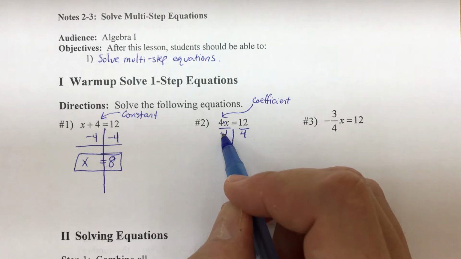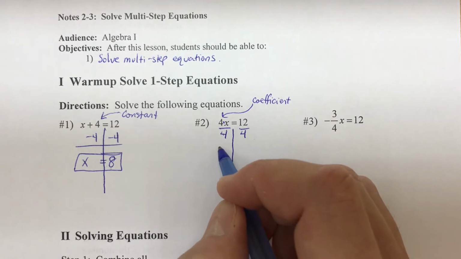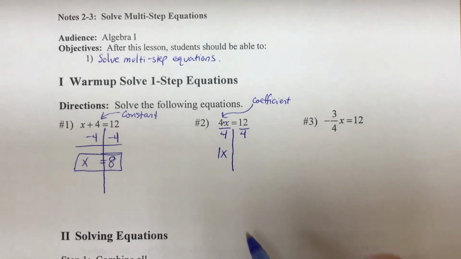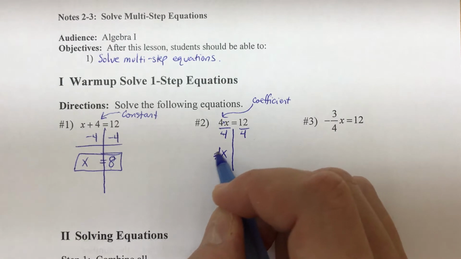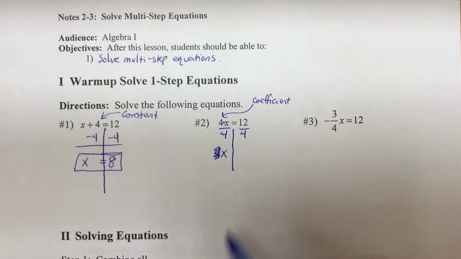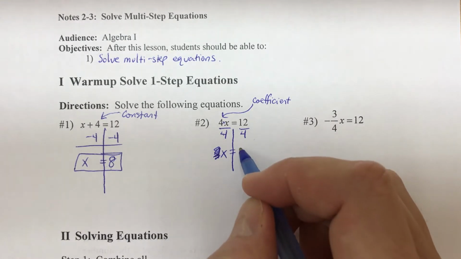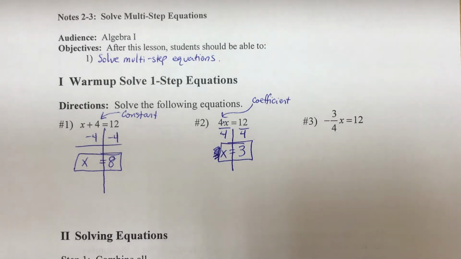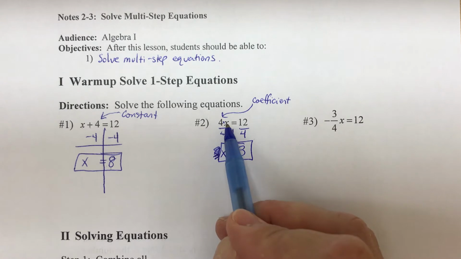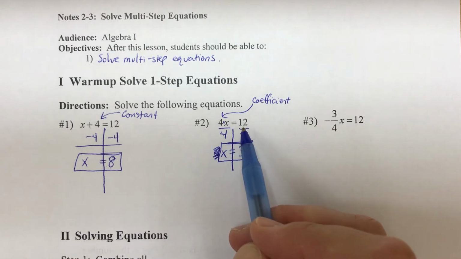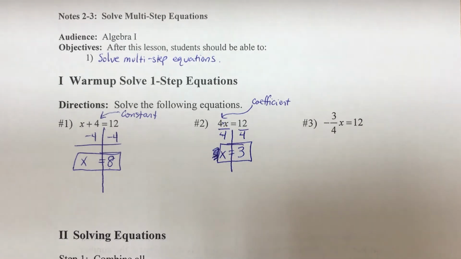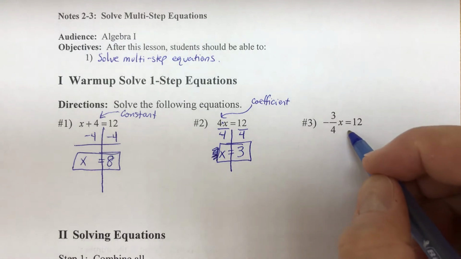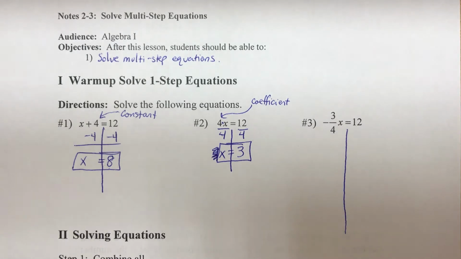So 4 divided by 4 is 1. We get 1x, which is the same thing as x. You don't even need to write the 1 there. So x equals 12 divided by 4 is 3. And to check that, 4 times 3, does that equal 12? Yes, it does.